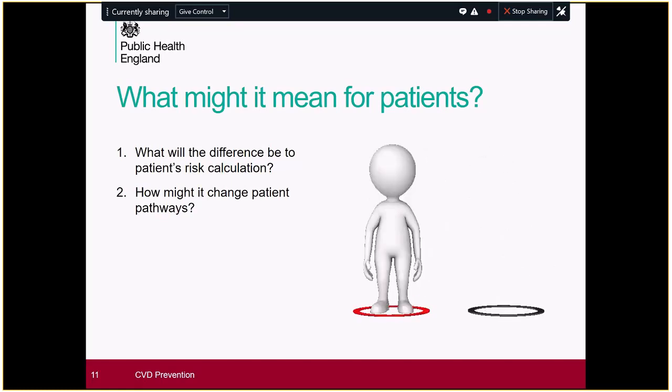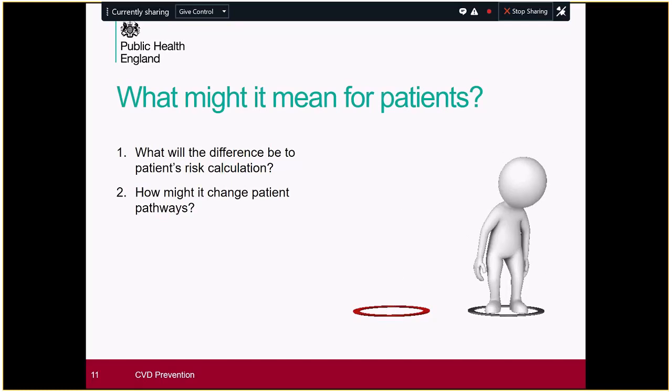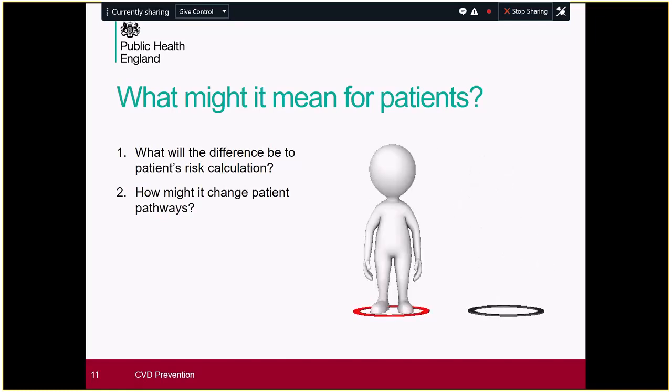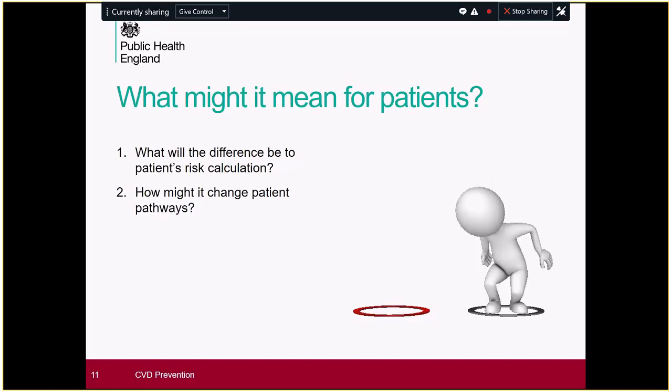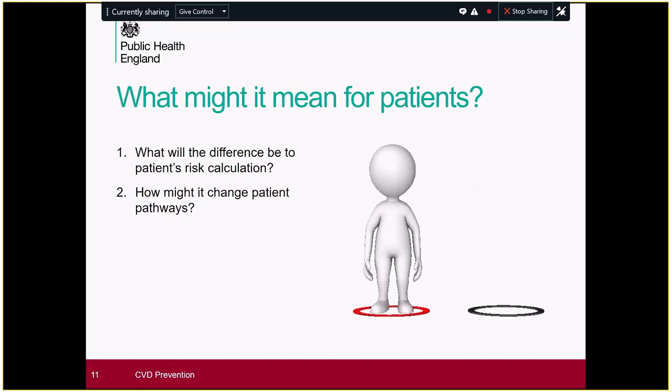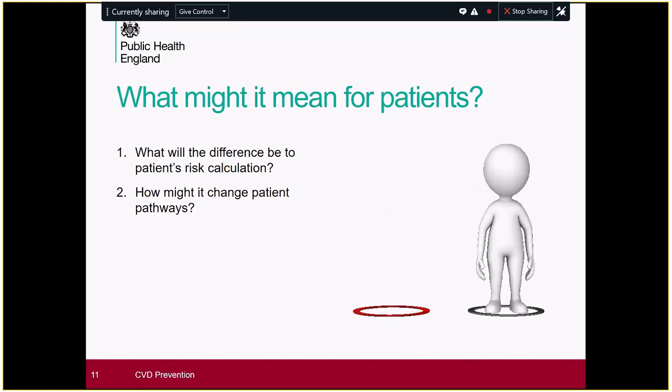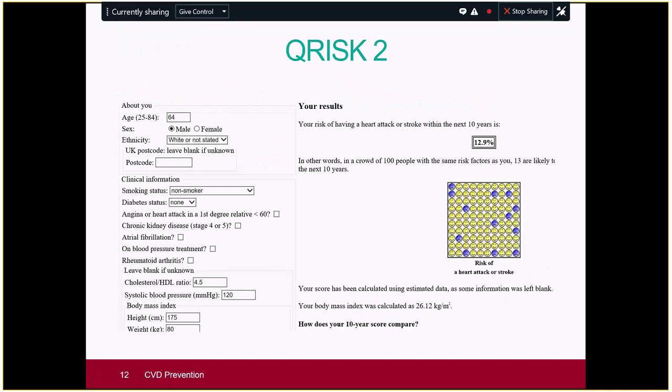Now, as I've said, this session isn't about teaching people how to use QRISK or explaining what the algorithm is, or what absolute risk is, or how to communicate risk. But what I thought would be useful is I've gone on the online version and taken some screenshots, and we'll walk you through the subtle changes between QRISK2 and QRISK3. So this is a screenshot of QRISK2, and this is a 64-year-old man who is white.